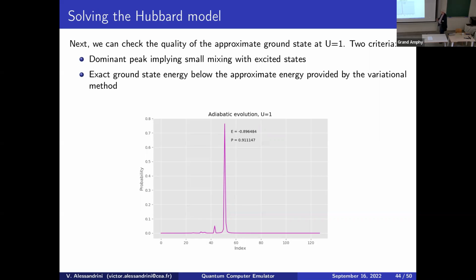So I conclude, and then I have a second quality test, which is to see if the exact ground state energy, which is given by this number here, is below the mean value of the Hamiltonian given by the variational method. It has to be below, because we know that the mean value of the Hamiltonian is always an upper bound to the exact energy, and we know the exact energy. So with this criterion, we can decide if this is a correct minimum or not. And then we keep it.